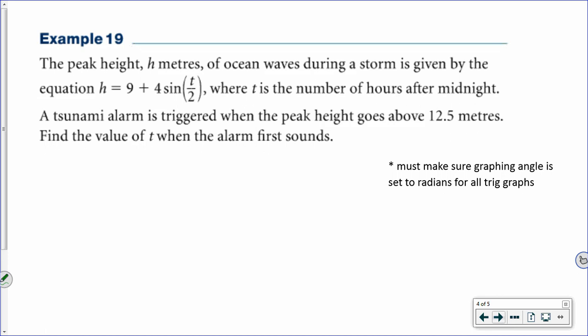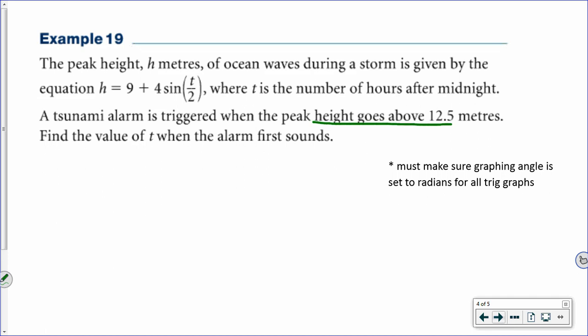So here's a trig example where we can apply it. We have the peak height in meters of ocean waves given by this sine function. And this seems like a really complicated question. But if we get along to the part where it's actually asking us to do something, find the value of t when the alarm first sounds, and the alarm is triggered when the height goes above 12.5.